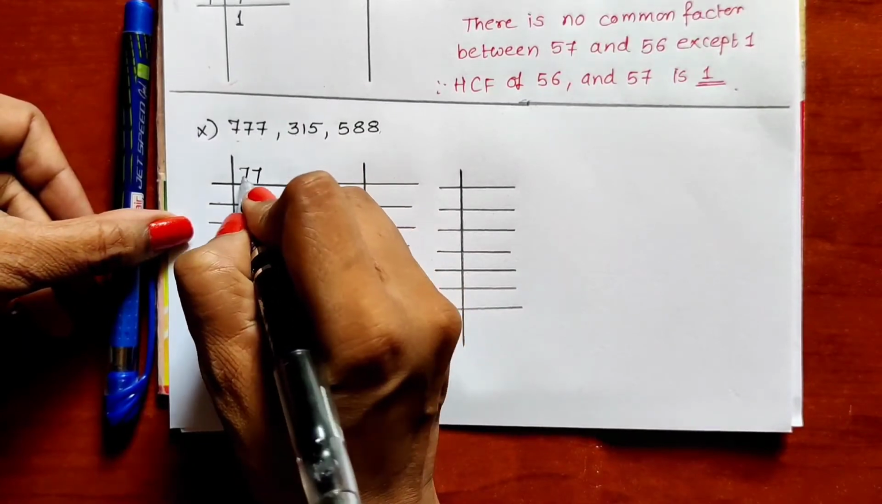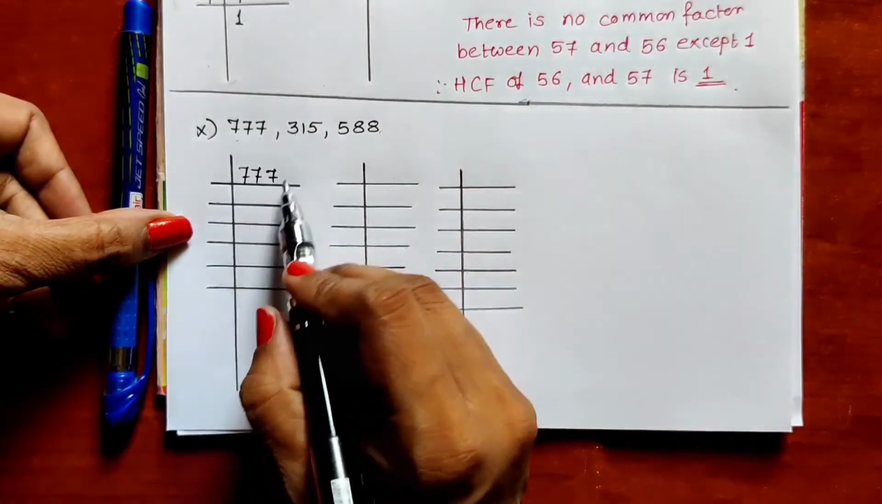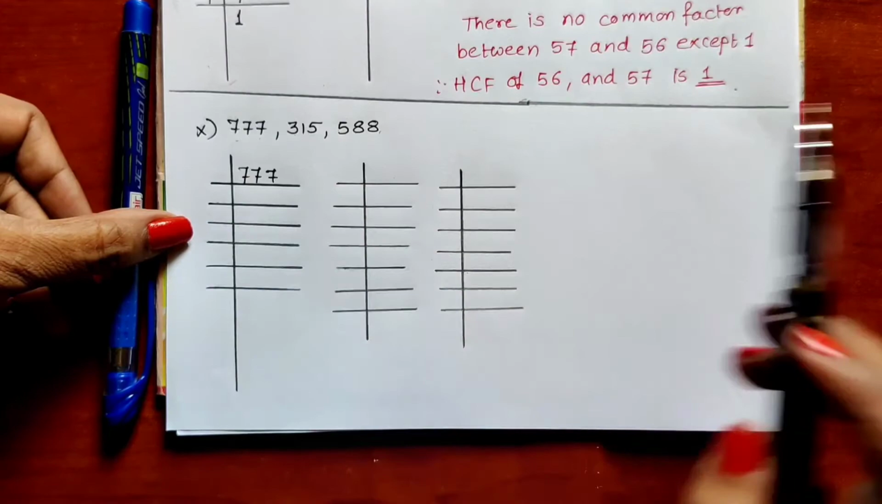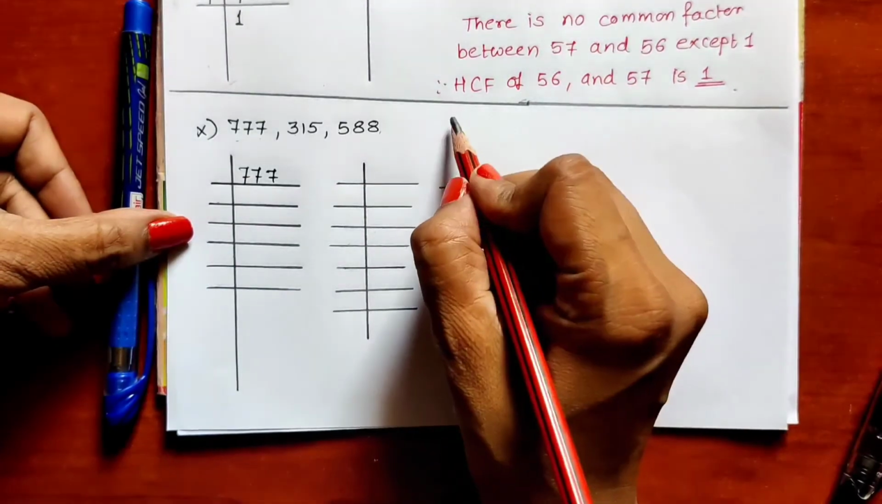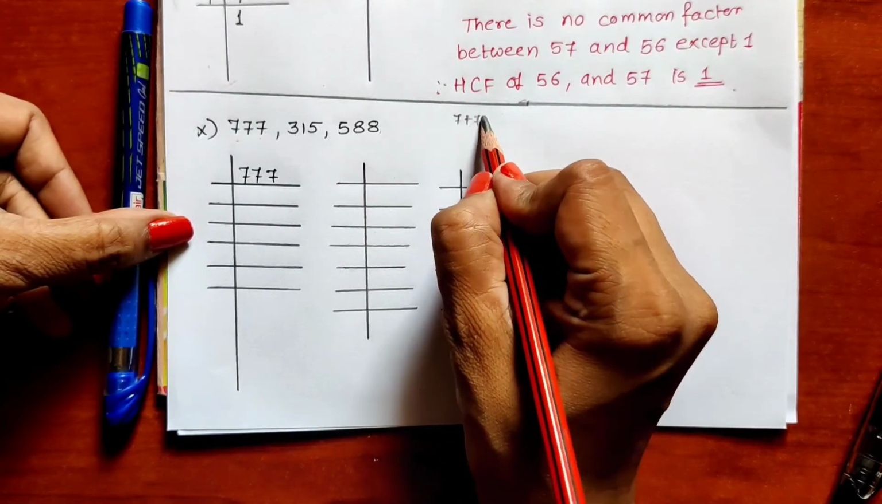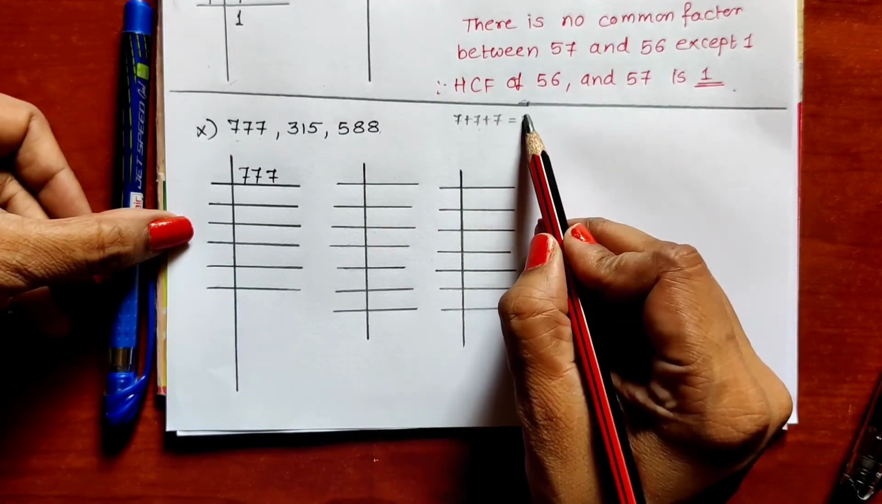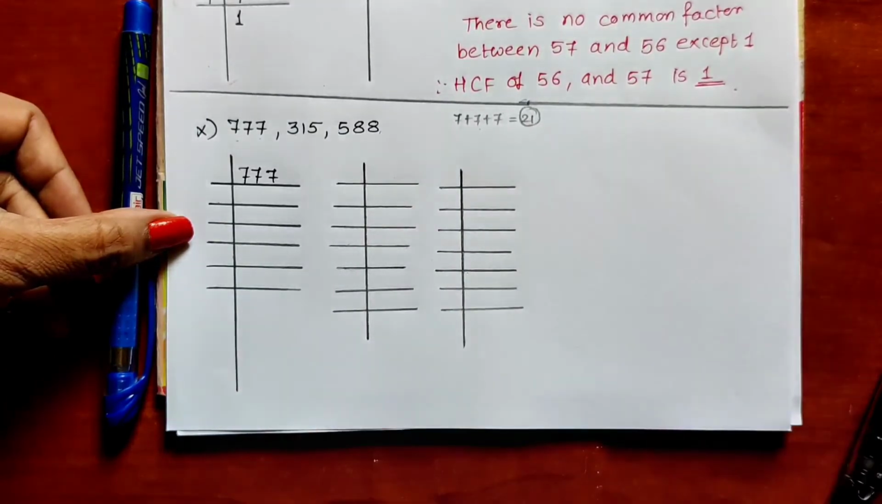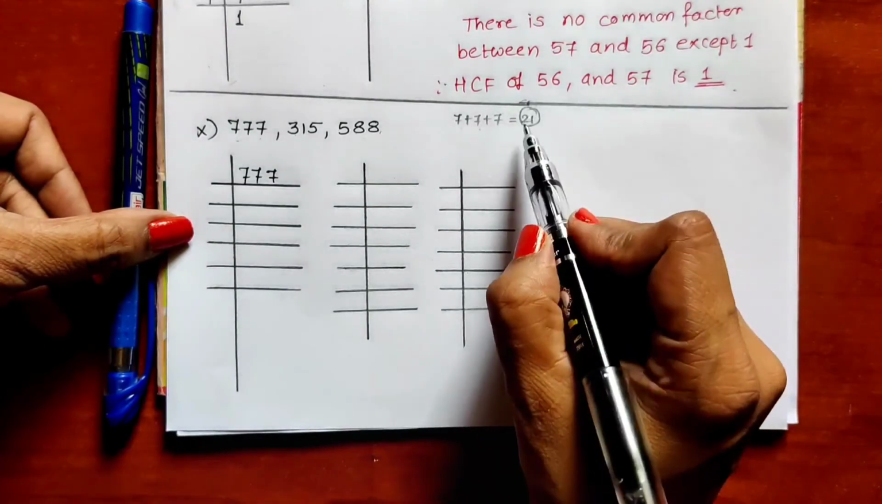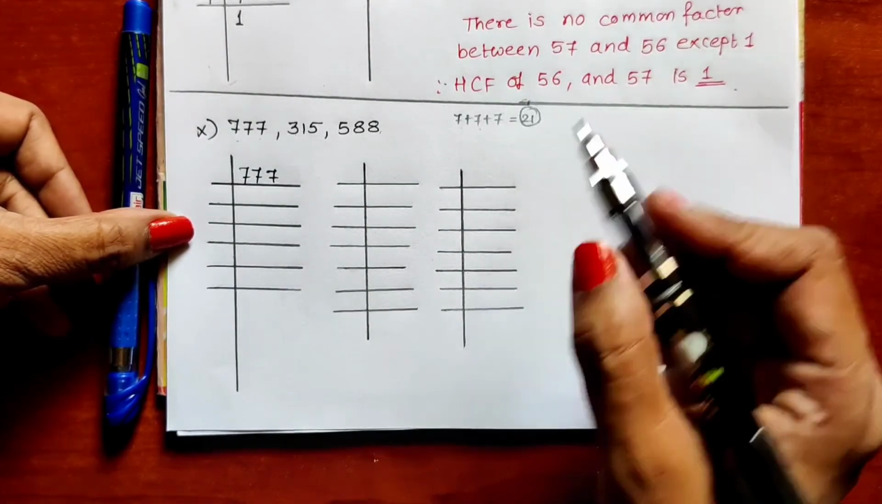So 7 is there in the unit place. That means this number is odd number. This is not divisible by 2. Let us check the divisibility of 3. How to check? 7 plus 7 plus 7. 7 plus 7 is 14. 14 plus 7 is 21. And 21 is in the table of 3. So it is divisible by 3.